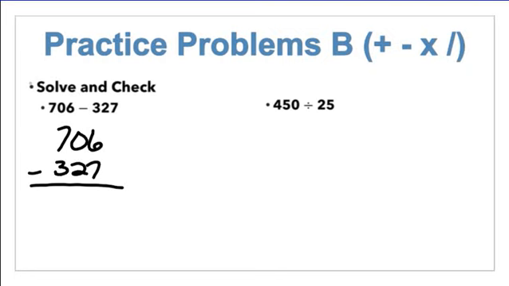So I can't take 7 away from 6, so I need to borrow from the next place over. But there's nothing there to borrow from. I can borrow from 7. So if I take 100 away, I have now 6 left. I add 10 to the 0, so now I have 10 here. Now I can borrow from the 10, and I have 9.